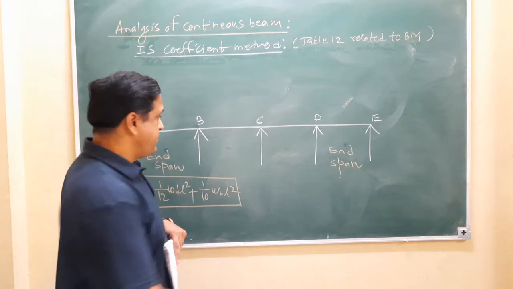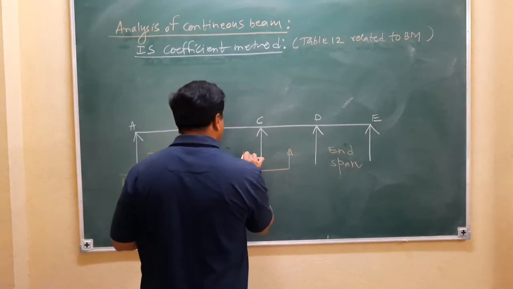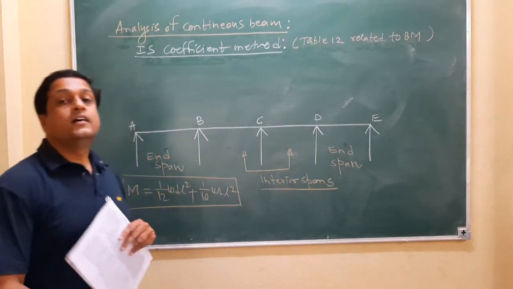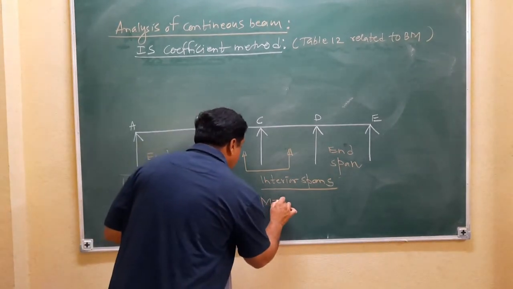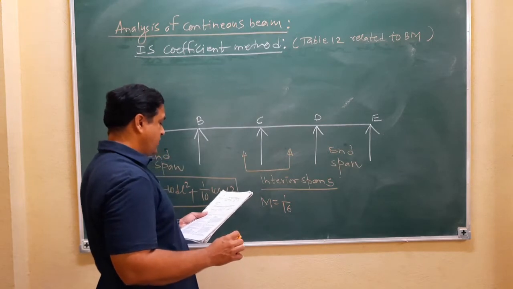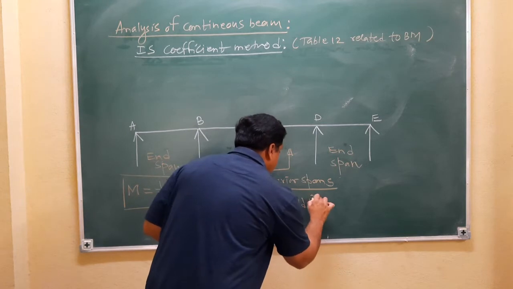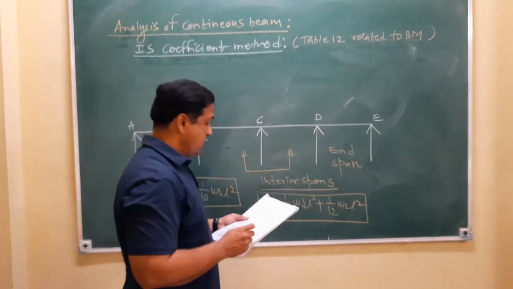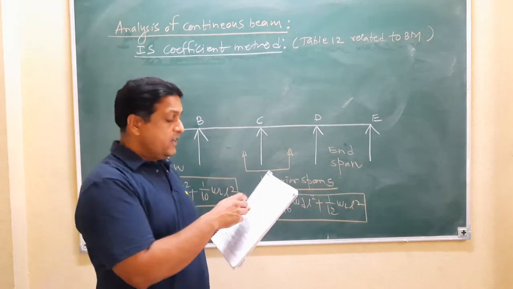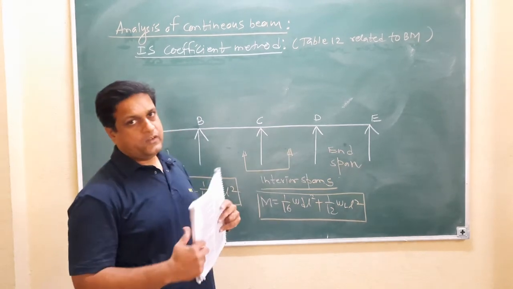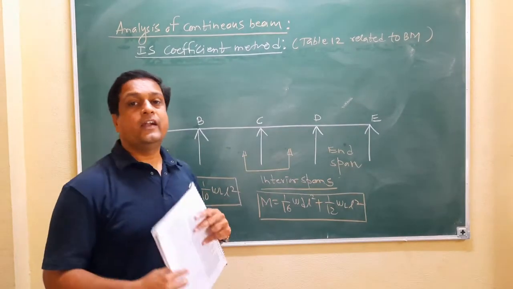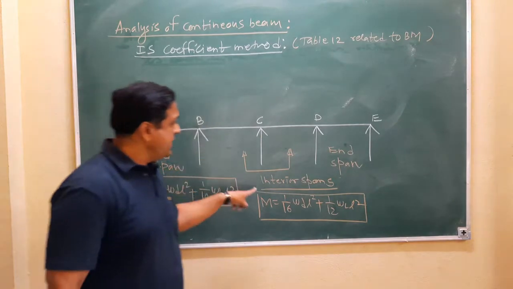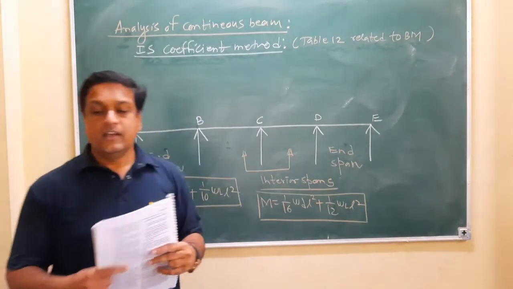Now at interior spans. These two are the interior spans. So how to find out the bending moment? The coefficients are given. The bending moment M is equal to 1 by 16 W dead L square plus 1 by 12 W live L square. It is clearly mentioned: the first coefficient is for dead load and imposed load when it is fixed, and the second coefficient is for imposed load not fixed, that means the live load. Like this you have to find out the bending moment. For the end span, this is the formula. For the interior spans, this is the formula. BC and CD are the two interior spans.